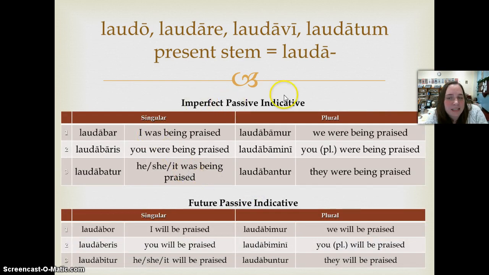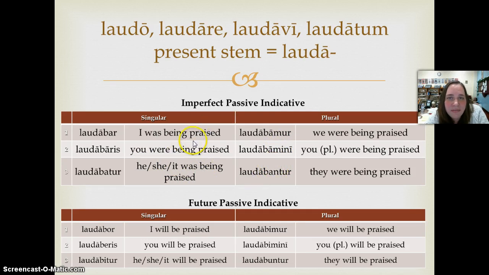Our imperfect passive indicative, again, we need our present stem, lauda, and then we add the endings bar, baris, bator, bamor, bamini, bantor. So laudabar, I was being praised. Laudabaris, you were being praised. Laudabator, he, she, it was being praised. Laudabamor, laudabamini, laudabantor.